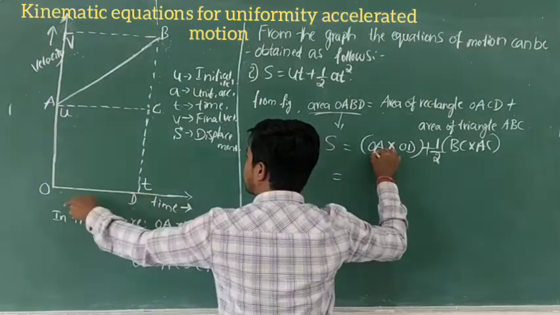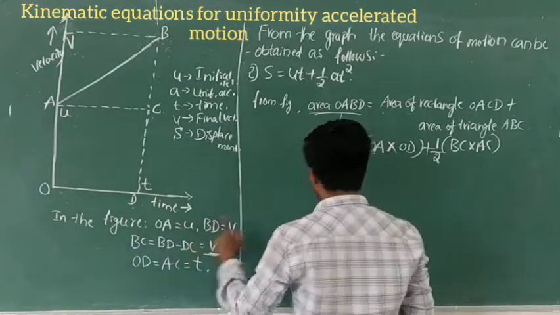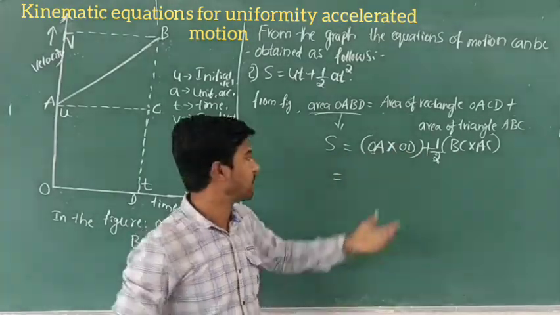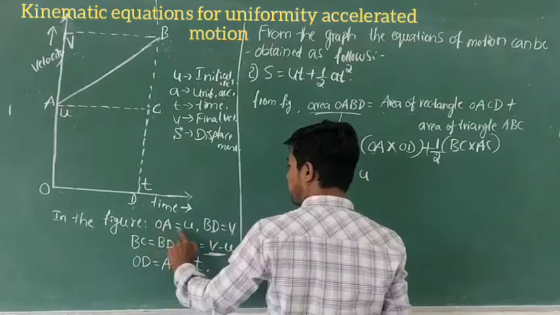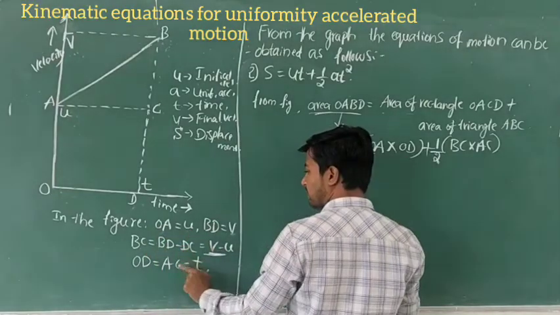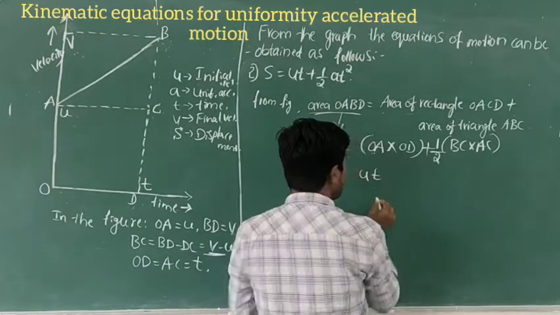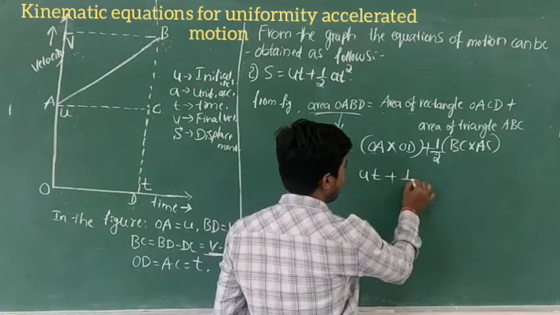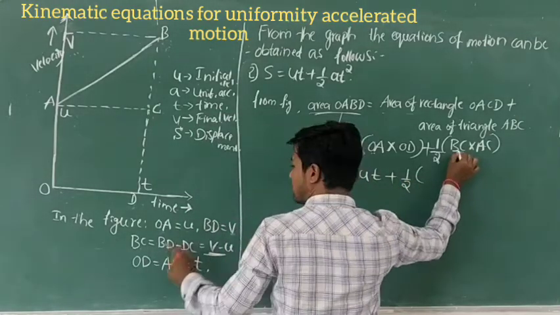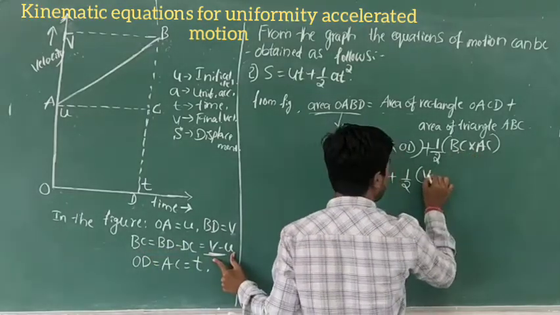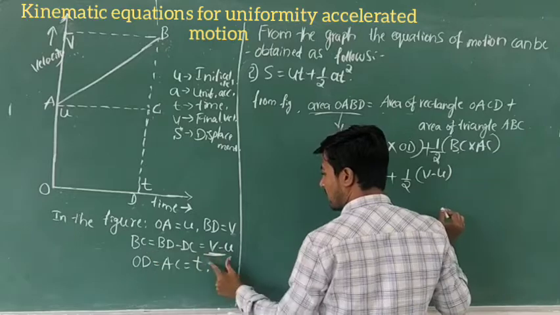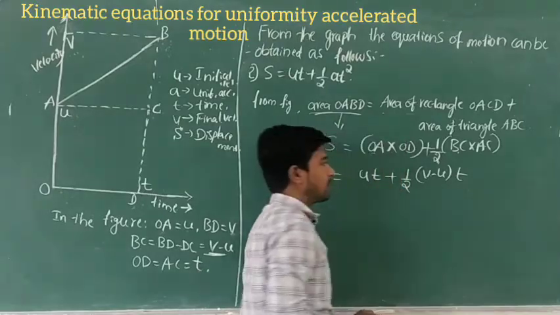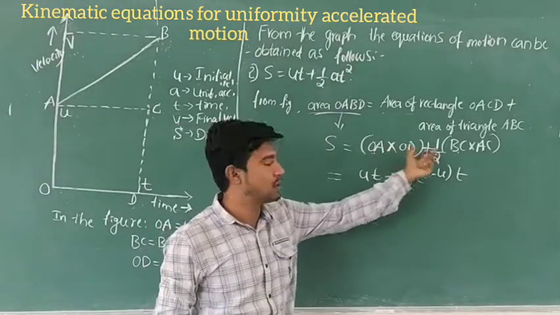Here OA means U. Just we have to put the values of these terms. OA means U, into OD, and OD means T. So I will multiply U into T, UT, plus half, as it is, into BC. Here BC is V minus U. BC means V minus U, into AC, and AC means T. Just we put the values of these terms.